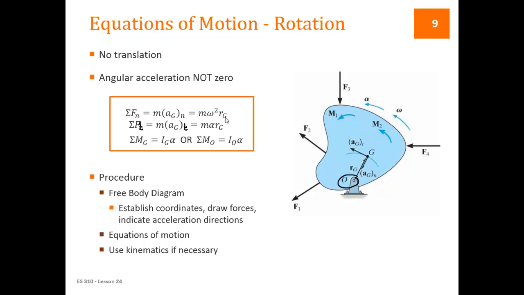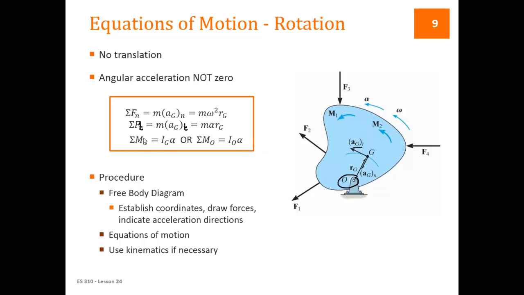In the normal tangential coordinate system, the sum of forces in the normal direction, which is pointing towards the fixed point, is going to equal mass times the acceleration of point G in the normal direction. The normal acceleration is omega squared times the radius r_G. Then we also have the sum of forces in the tangential direction, which is causing the tangential acceleration. And the tangential acceleration is alpha times r_G.